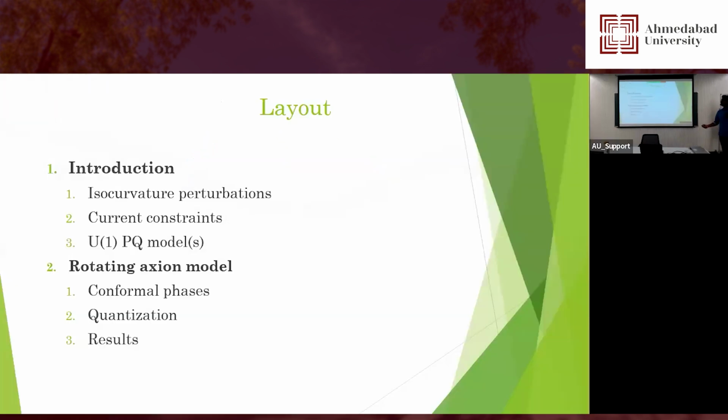So as I said, I'll be talking about isocurvature perturbations. I'll introduce what these are. We'll talk about what the current constraints on them are. We'll look at the axionic model, so the Peccei-Quinn model, in fact, models. The first part would be the most generic model, and the second is how I can get new isocurvatures from a very generic model, but give it a bit of a twist. That essentially is going to be a rotating axion model, and we'll discuss the quantization and conformal phases for that.